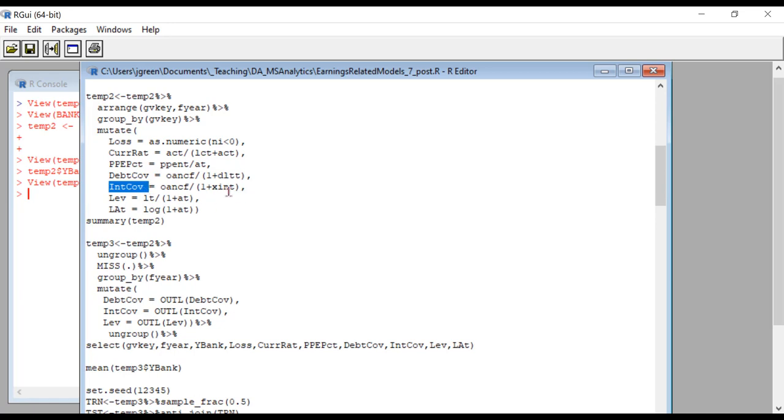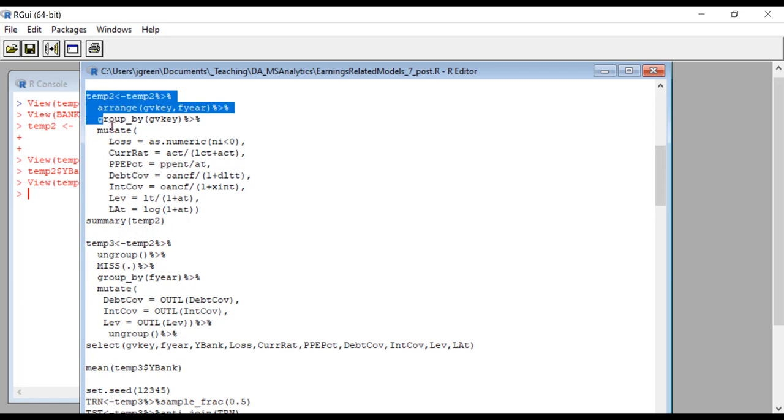Interest coverage is very similar. This is XINT, interest expense, so it's sort of the same idea as the debt coverage. Leverage is how much debt we have relative to assets or relative to equity. There are a bunch of different measures of leverage. So this is total liabilities divided by total assets, but again, some companies have 0 assets, so I'm adding 1 to that, although there are very few that have that. And then this one is a measure of size, so I'm just doing the natural log of AT, which is total assets, and again, some are 0, and I don't want the natural log of 0 in there, so I add 1 to that.